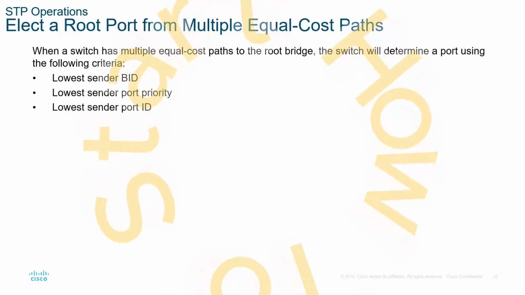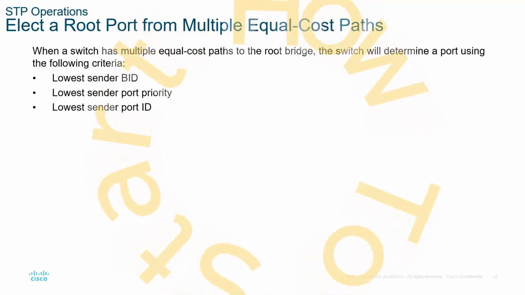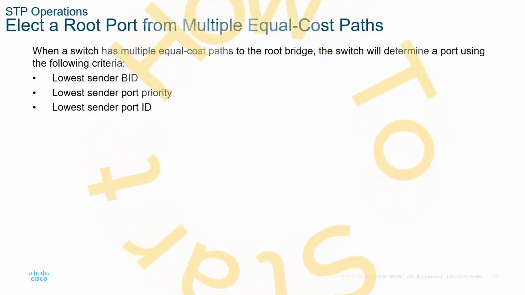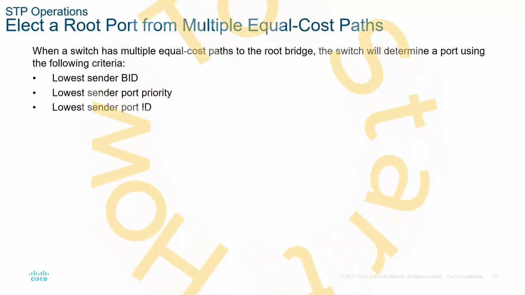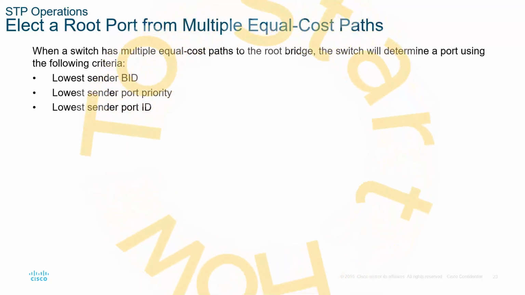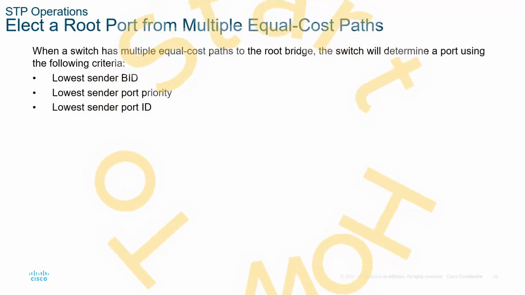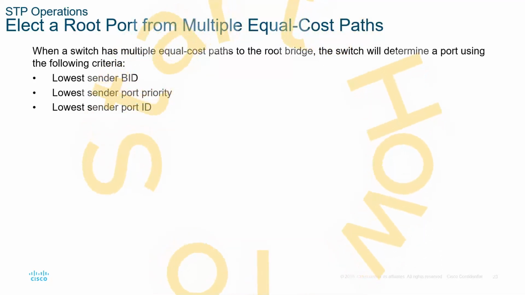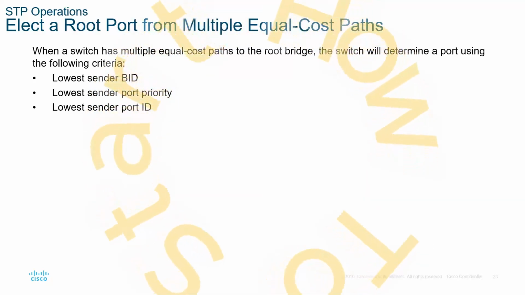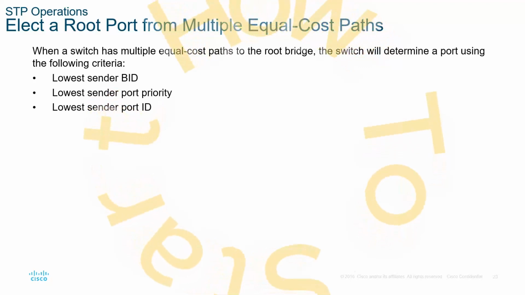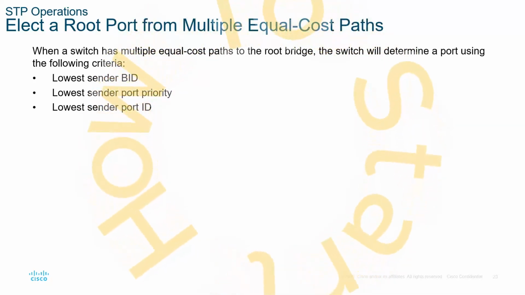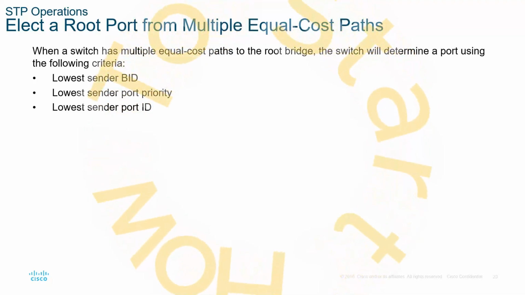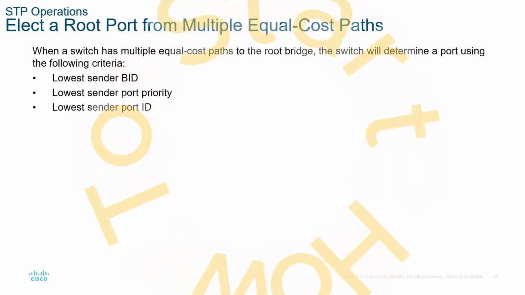So, electing a root port from multiple equal cost paths. Again, we always look at that lowest bid. We always look for the lowest priority. And if we're talking about which port should be the appropriate port, it will be the lowest sending port ID. So if we have equal ports, whatever is going to be the lowest port number, that will be the root port.